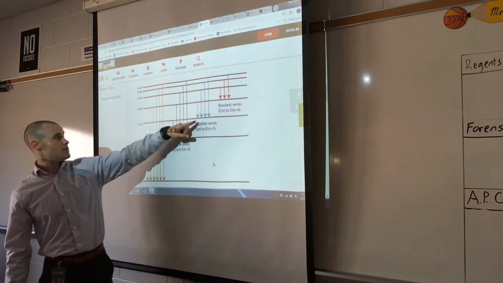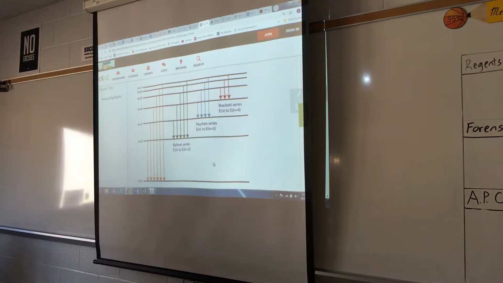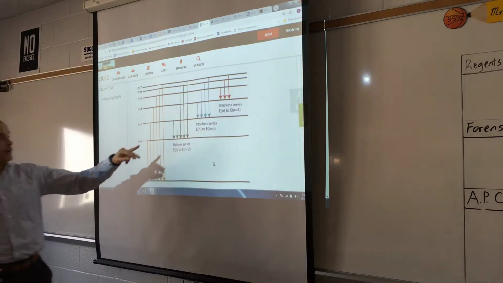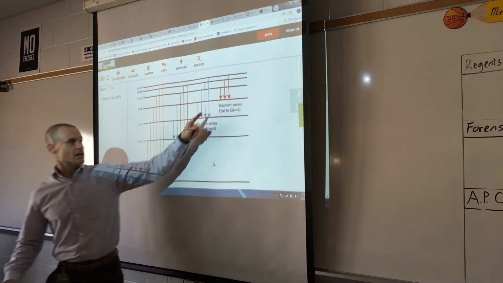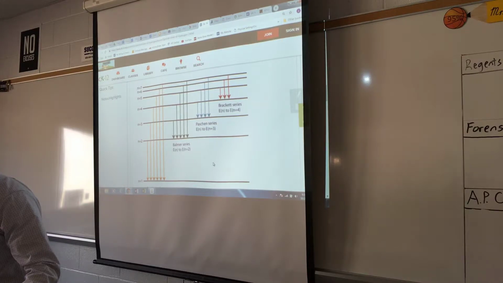Paschen series transition back to the third. Brackett transition to the fourth. And you would think I would have this memorized or written down, but I don't think I do. I forget. So like one of these series is ultraviolet light. Another one is X-rays. Maybe I did write it down. Let me look real quick here.